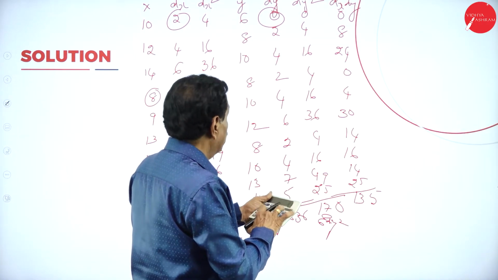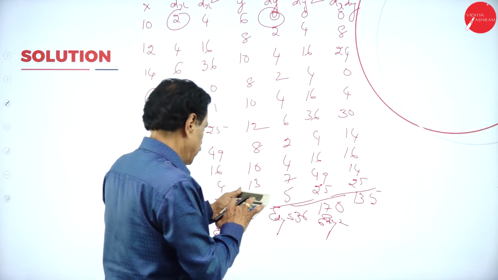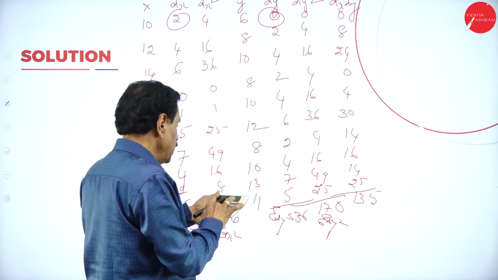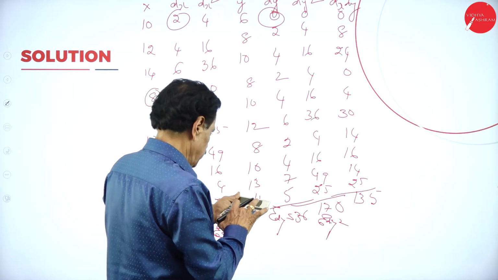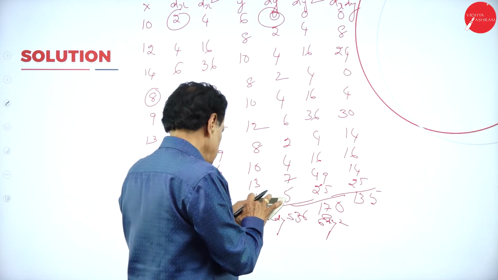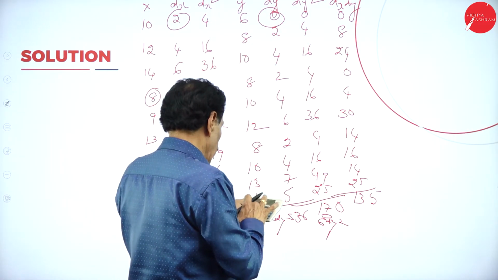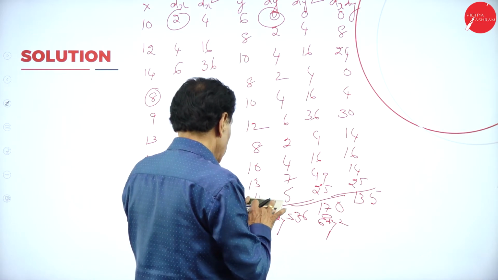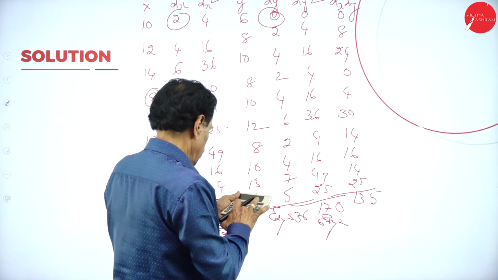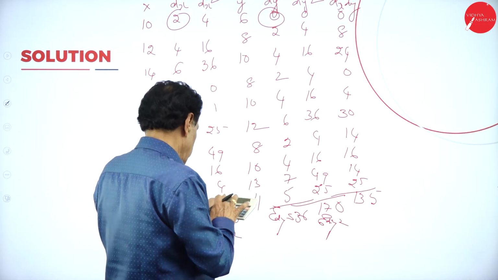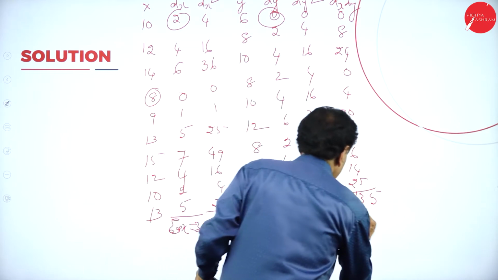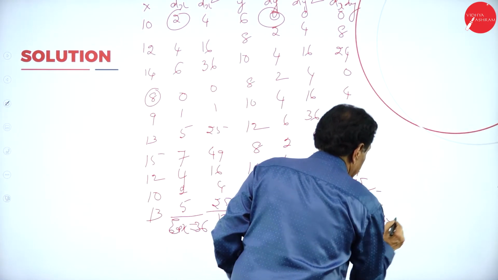8 plus 24 plus 4 plus 30 plus 14 plus 16 plus 16 plus 25. See that? 8 plus 24 plus 4 plus 30 plus 14 plus 16 plus 14 plus 25. So sigma dx dy is 135.